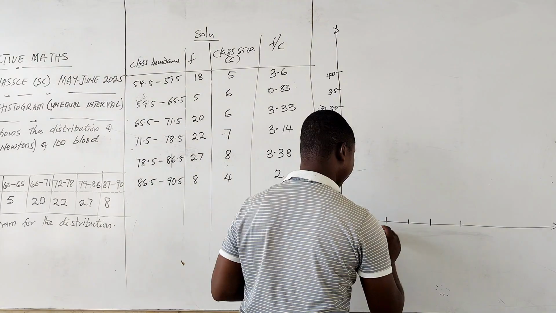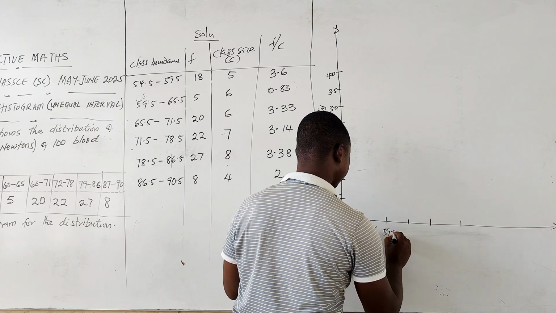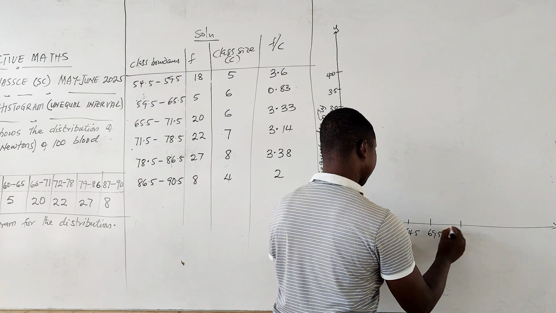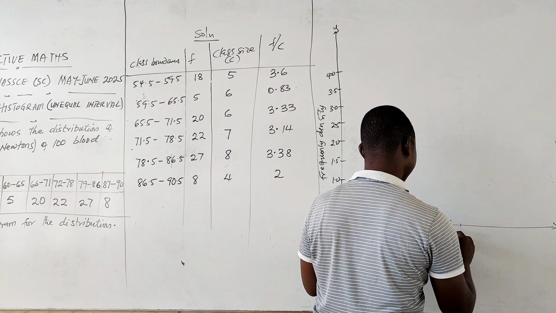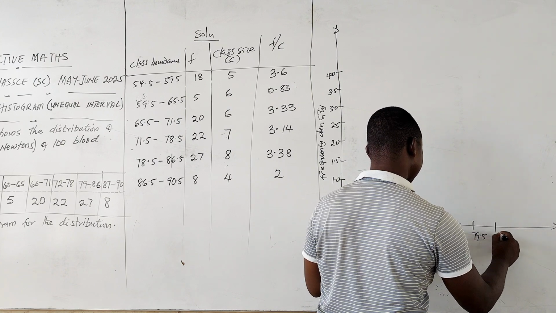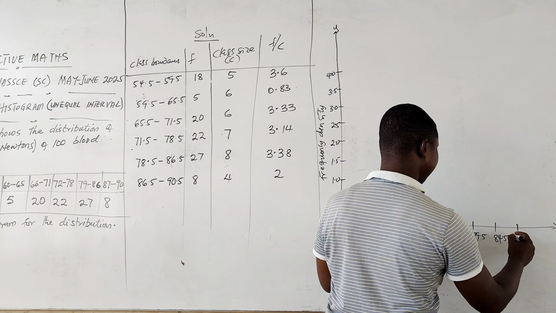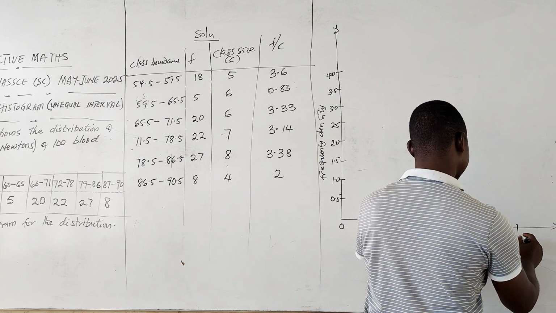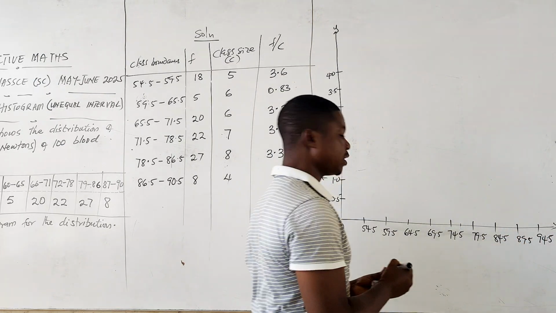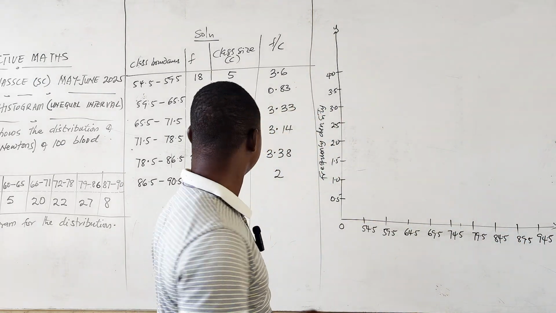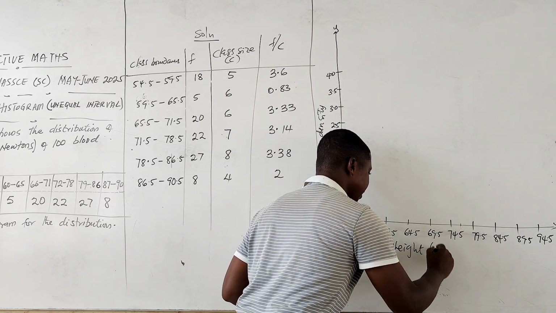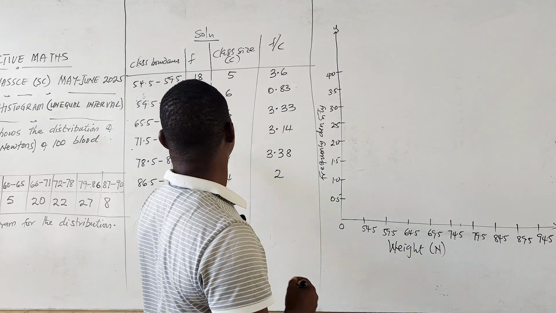So we have 0, 54.5, 59.5, 64.5, 69.5, 74.5, 79.5, 84.5, then 89.5 up to 94.5. Looking at this will make things clearer for us. So we have the weight, which is in newtons. Now we pick the first one.